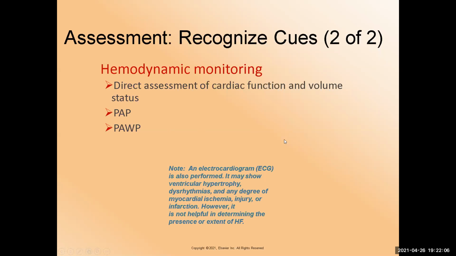Just one side note on here though, these are some things that they'll do for the hemodynamic monitoring. So what are we paying attention to for this client? You've got the PAP, or pulmonary artery pressure, and you've got the PAWP, which is the pulmonary artery wedge pressure. This is stuff you're going to see in ICU, obviously, correct? But no, an ECG is not going to really show you much, right? It's not really helpful in actually determining if this patient has heart failure.